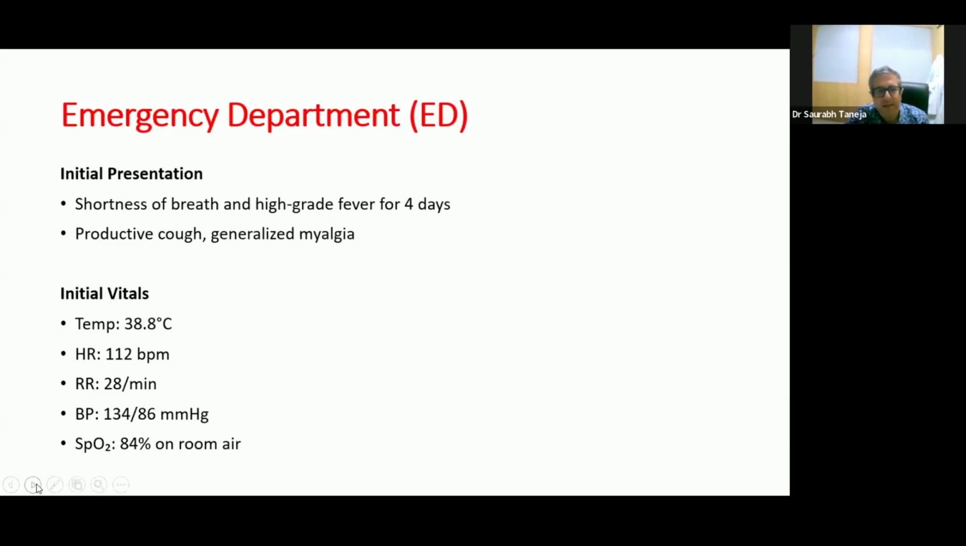When we look at the vitals, the temperature is 38.8, so he's febrile. He is having tachycardia of 112 beats per minute. The respiratory rate is 28 per minute. BP is 134 by 86, and saturation is 84% on room air. So he is hypoxemic, and he is febrile, and he is tachycardic.